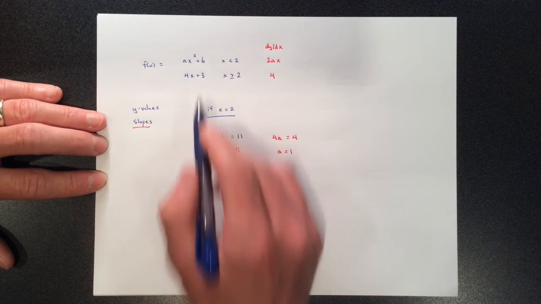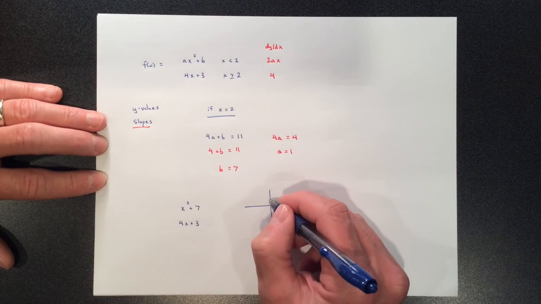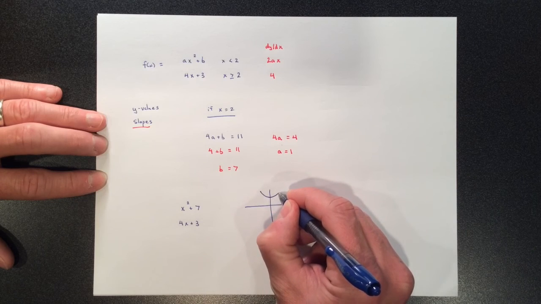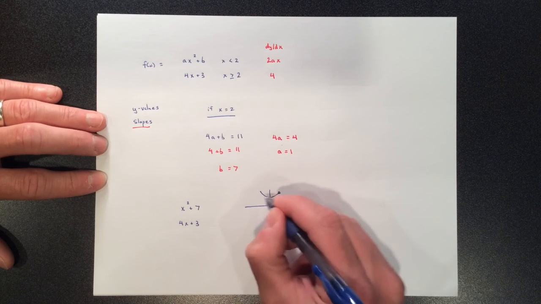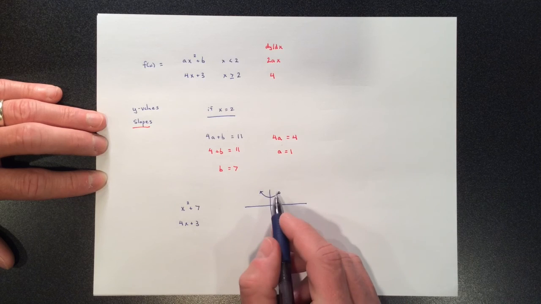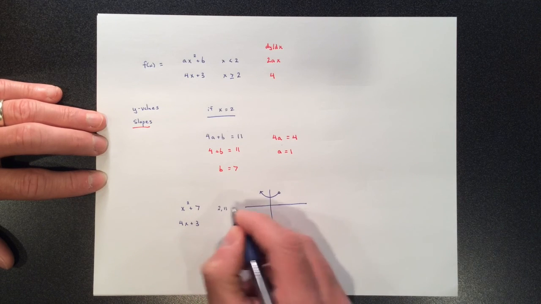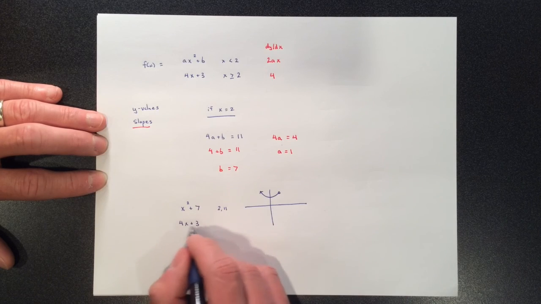remember, we're going to be a parabola, x squared plus 7. So here's x squared plus 7. And then at 2, we're going to stop. And we're going to be an open circle. And again, this is the point. When x is 2, this is the point 2, 11. That's this point here. And then you start working with this function to the right.